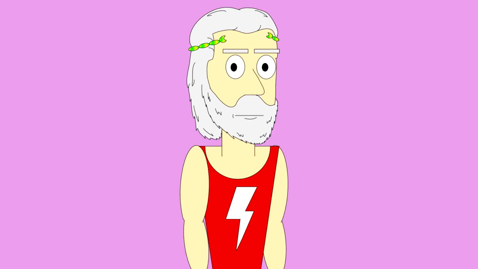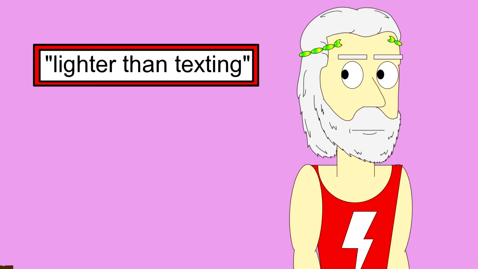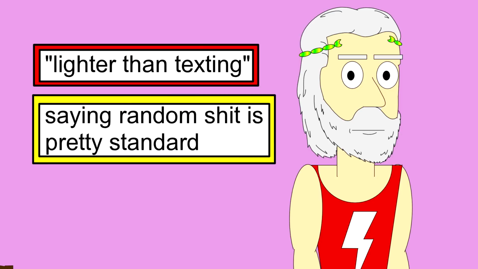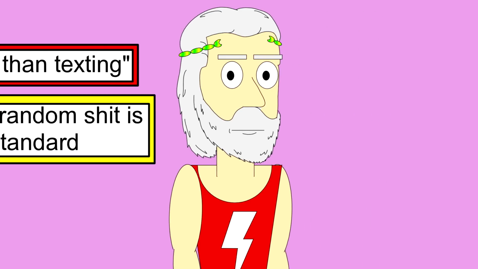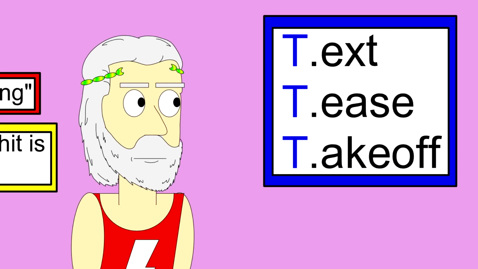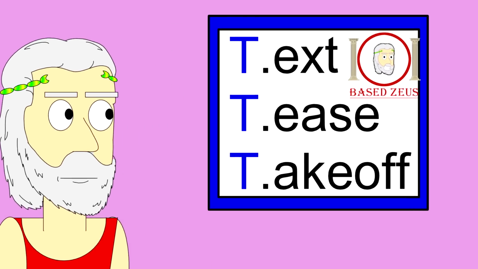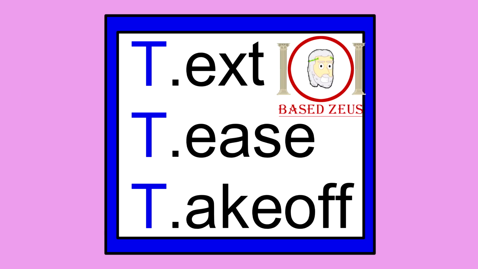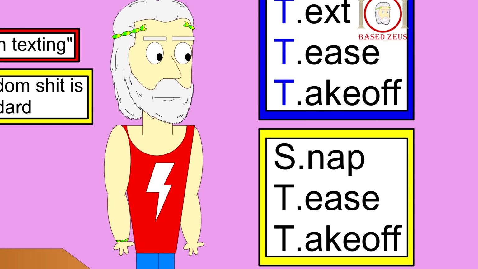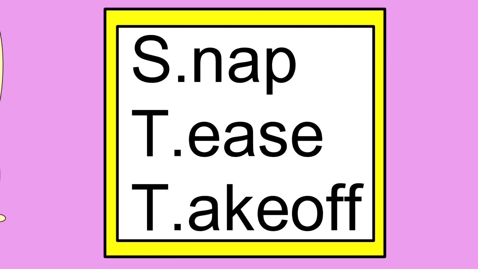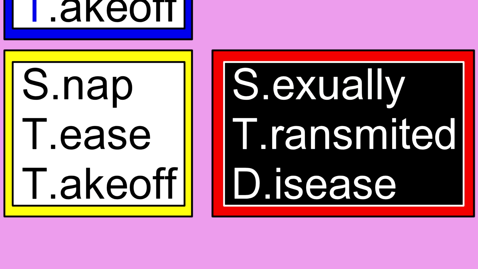Now, the beauty of Snapchat is that it's lighter than texting. It's not a big deal to snap someone, and saying some random shit is pretty standard, so use this to your advantage, and also use the TTT method I've talked about in some of my other texting videos. TTT. Text tease take off. But in this case, it would be a snap tease take off, or STT, not to be confused with STDs, which is something you definitely don't want to do.